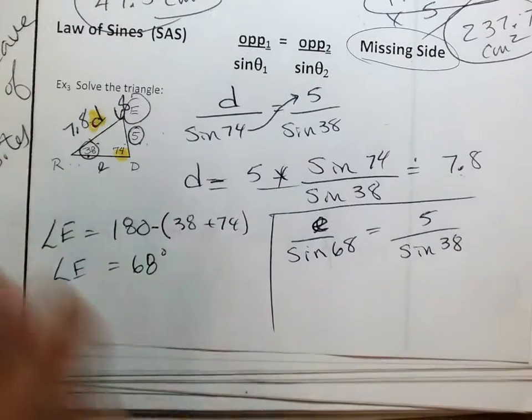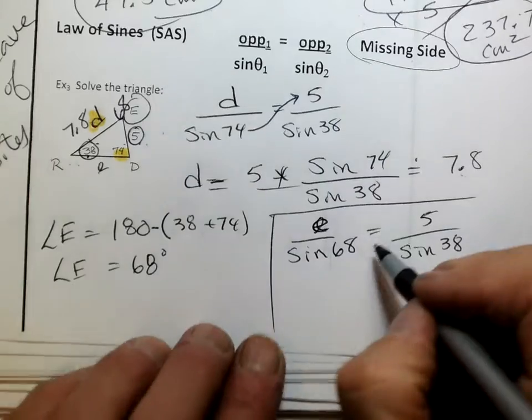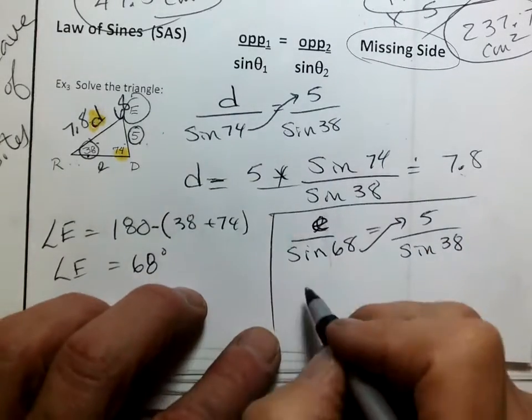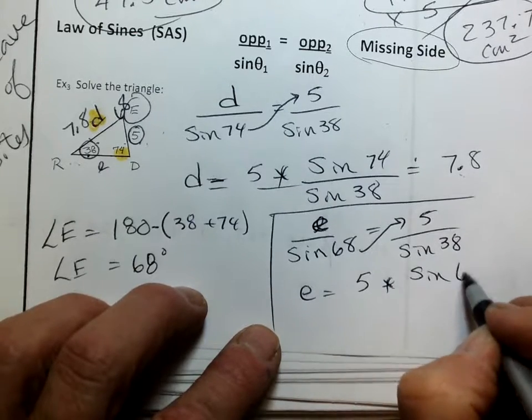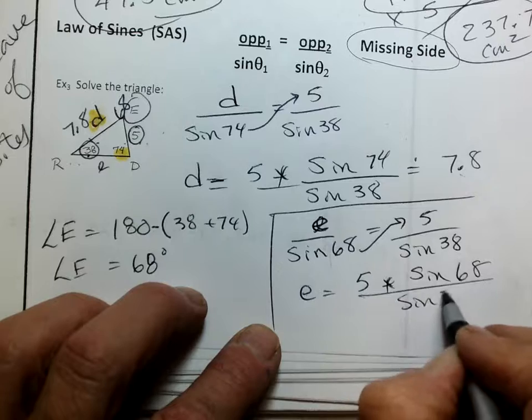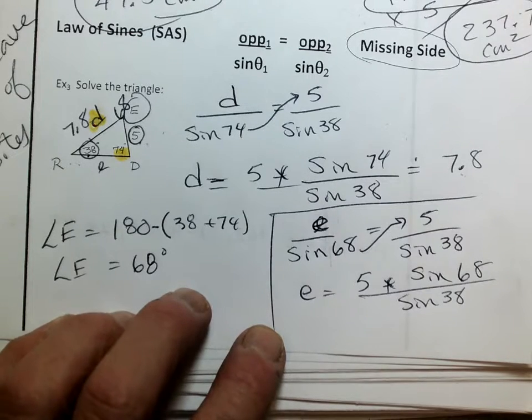I'll step back and let you think about it. So to find little e, I have to have the opposites. It all comes down to the opposites. So little e over the sine of 68 is going to equal 5 over the sine of 38. Then I'm just going to multiply this up to get e by itself, and I'll have little e is equal to 5 times the sine of 68 divided by the sine of 38. I'm going to go ahead and go 5 sine 68 divided by sine 38, and I get an answer of about 7.5.